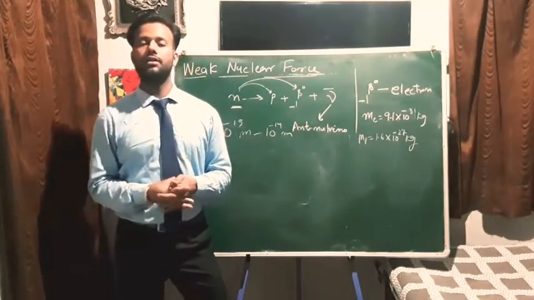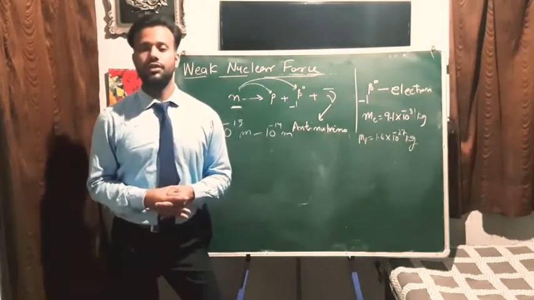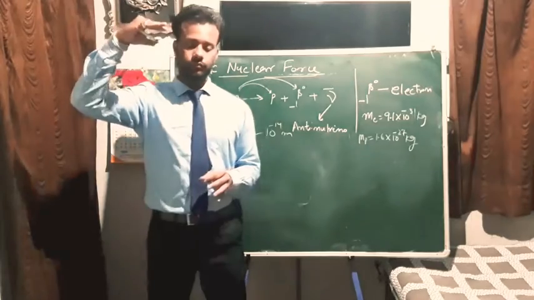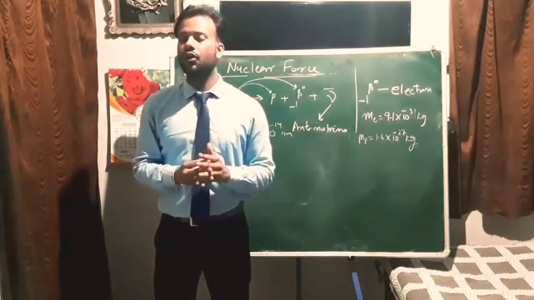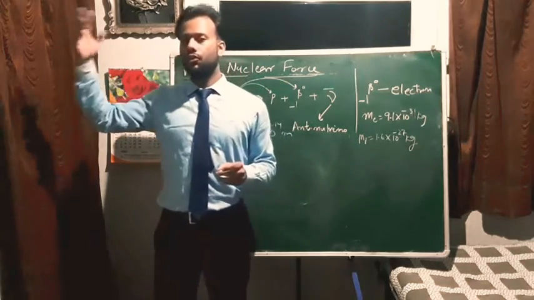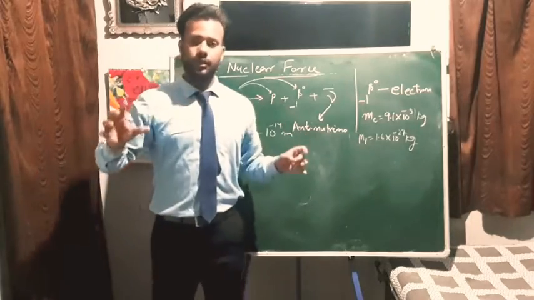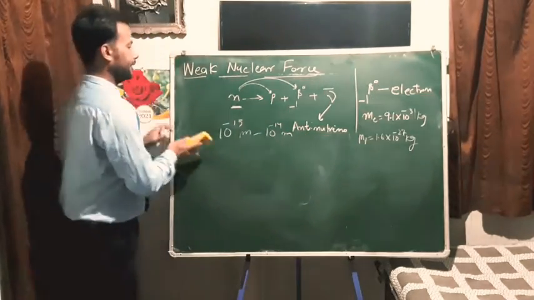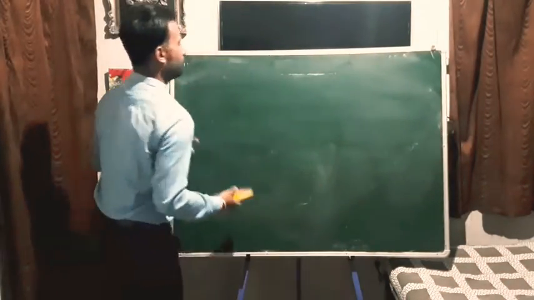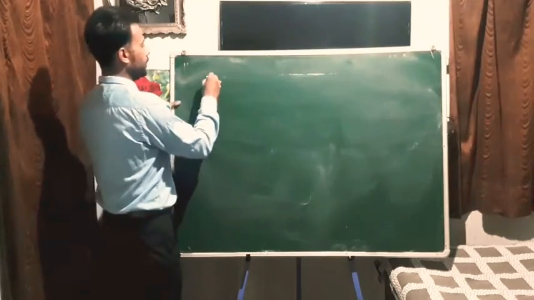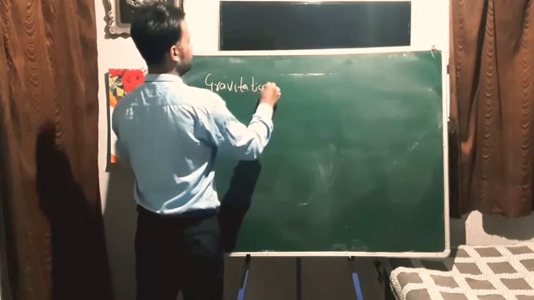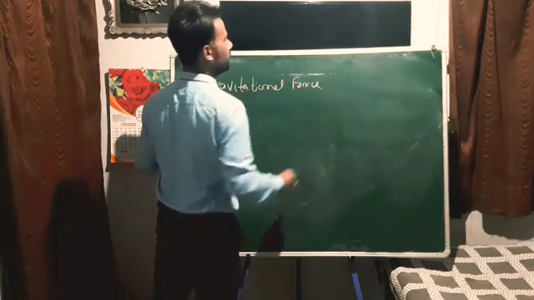So we have completed all four fundamental forces that we have found in nature. If we name them according to their magnitude, from the weakest force to the strongest force, how can we arrange them? Let's see here. The weakest force in nature is the gravitational force.